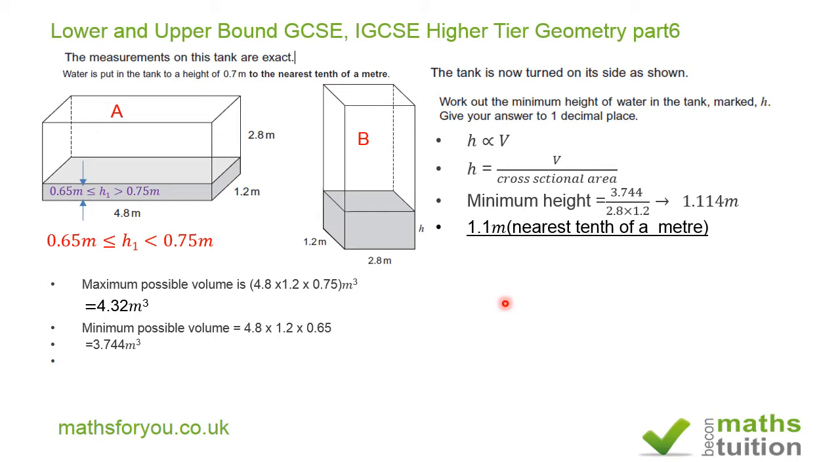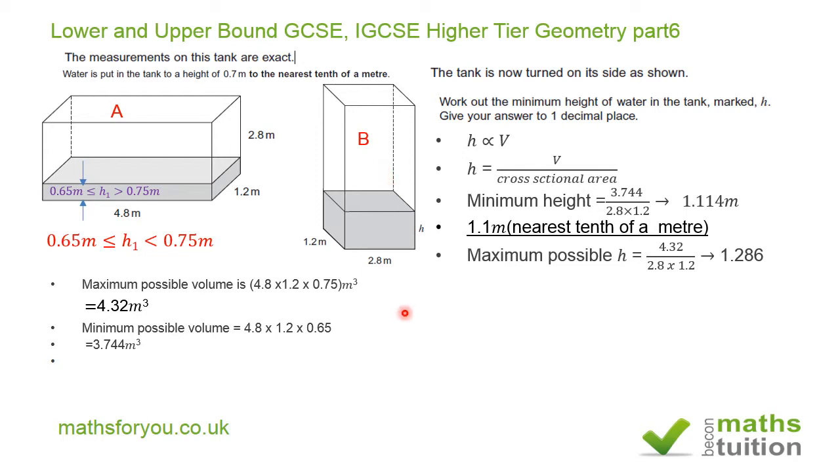Now, I've also worked out the maximum possible height, and that will give me 4.32 divided by 2.8 times 1.2. Be careful here. Make sure that you use 2.8 times 1.2 and not 4.8 times 1.2, because now this is in a different position.